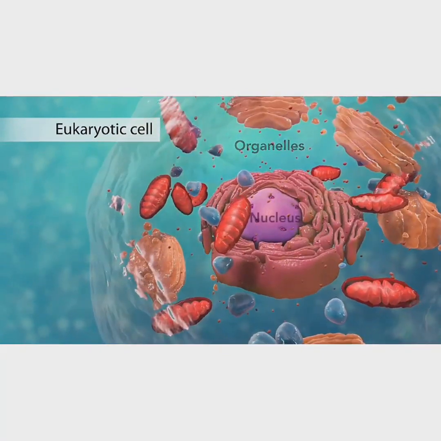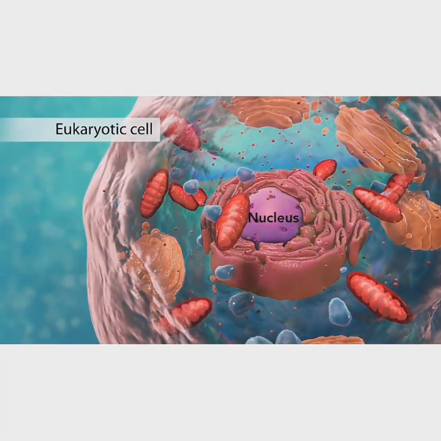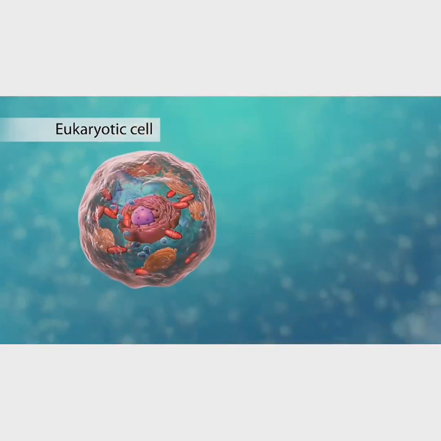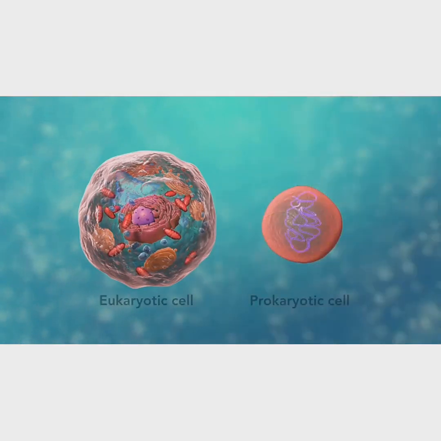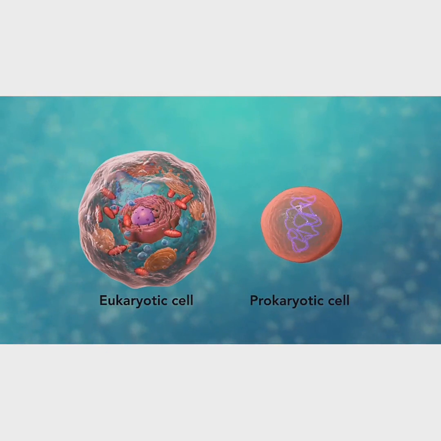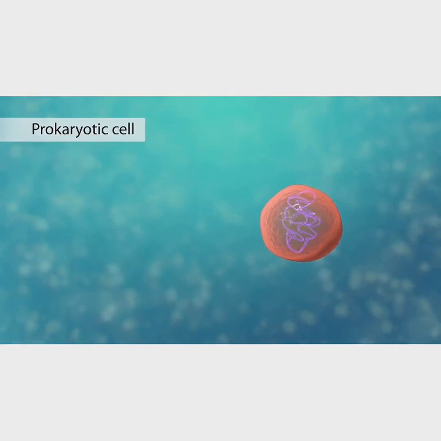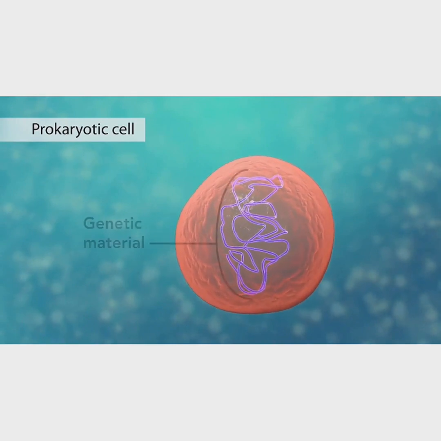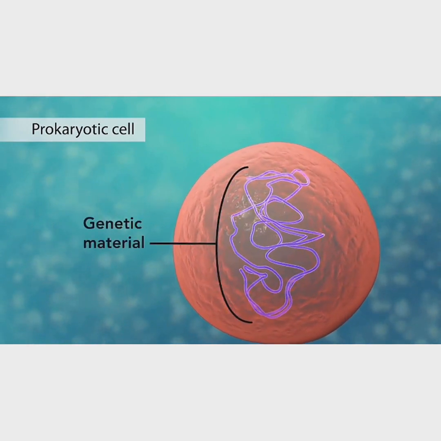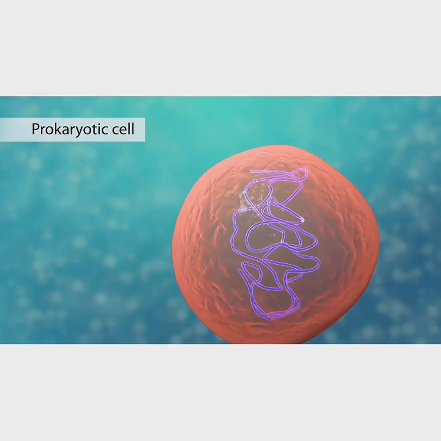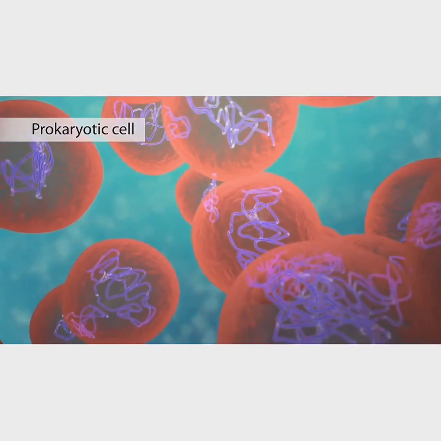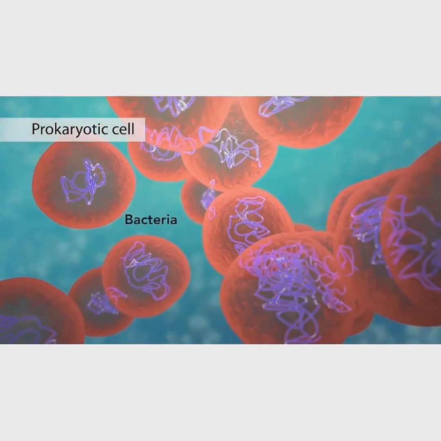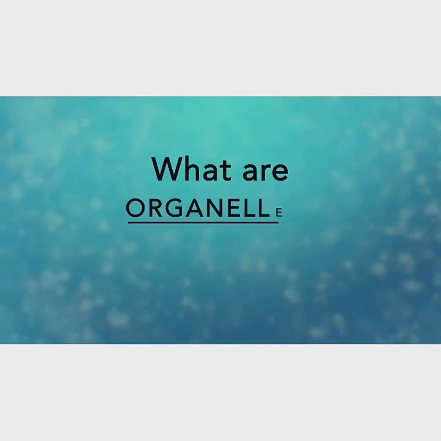prokaryotic cell. Now, the eukaryotic cell has organelles, which include the nucleus and all other organelles, and they are more advanced and complex, and you find them in both plants and animals. However, the prokaryotic cell does not have a nucleus or an enclosed membrane. Instead, it has the genetic material that we love to call the DNA. Now, prokaryotic cells are always one-celled or unicellular organisms such as bacteria.